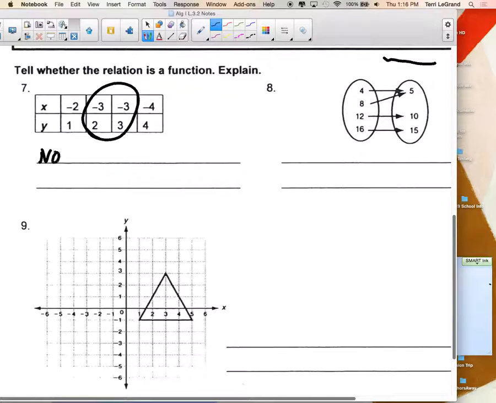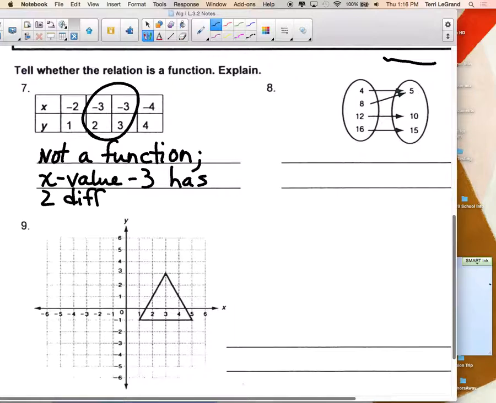So we're going to say, and I'm going to be fussy on how you state it, let's just get used to it right away from the beginning. This is not a function. X value -3 has 2 different y values. It can only have one y value. It would be mapped to 2, it would be mapped to 3. It can't be mapped to two y values.